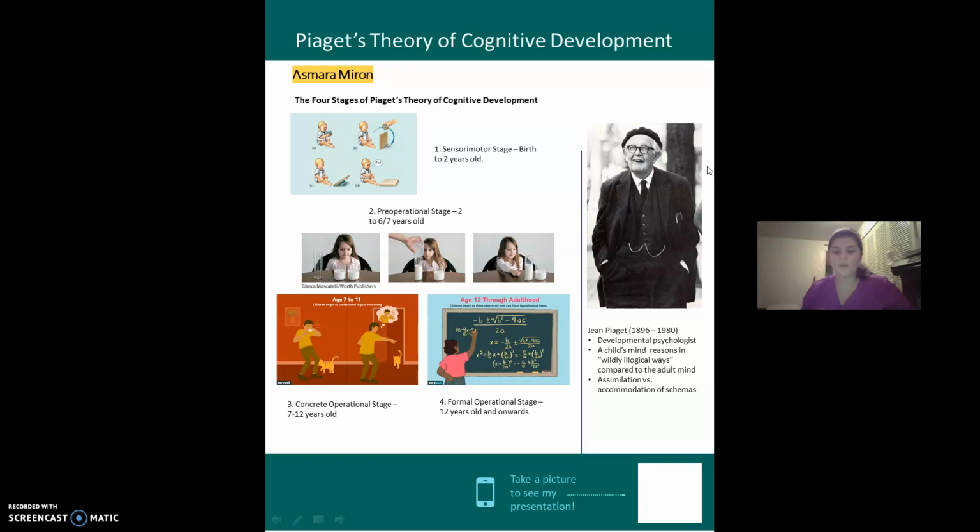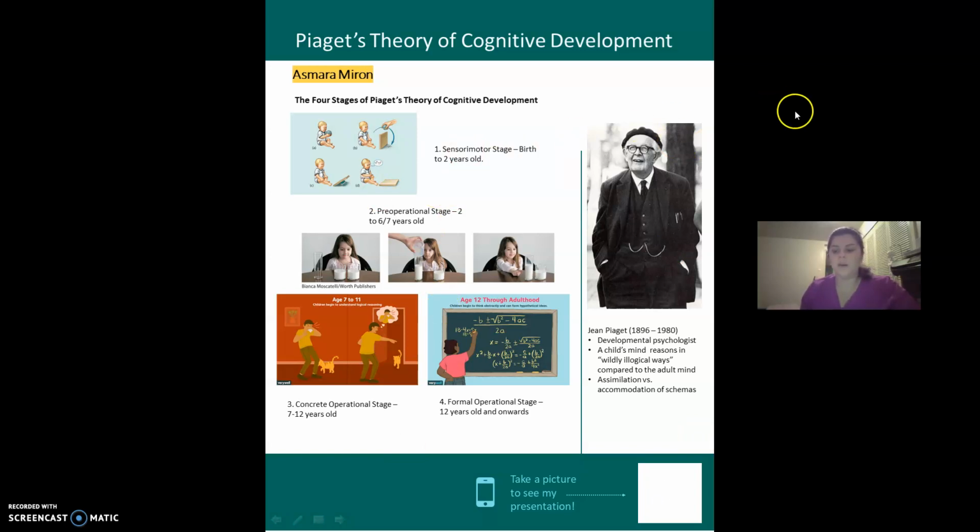So in about the 1920s, he was in Paris and he was conducting intellectual tests with children, and he was very, very interested in how children would give the same wrong answers to a question if their ages were the same. And so that's what started his work into the stages of cognitive development, which we'll talk about in a little bit.